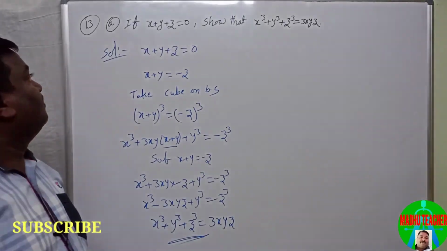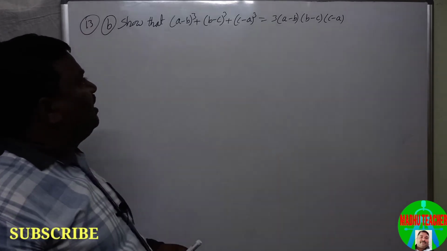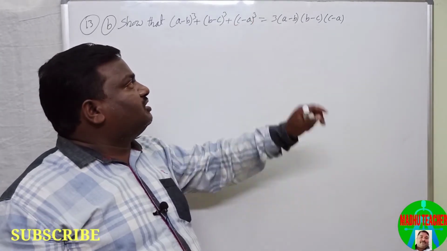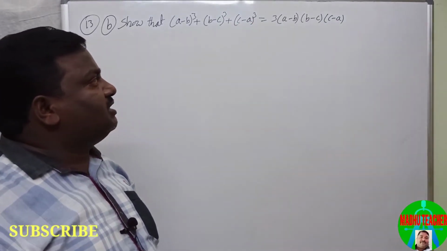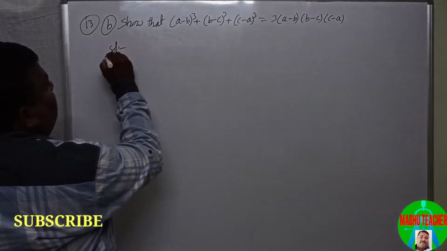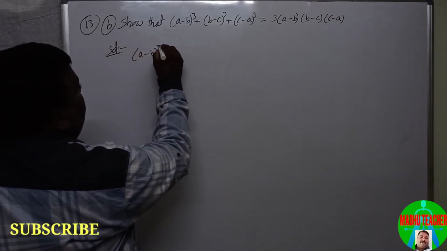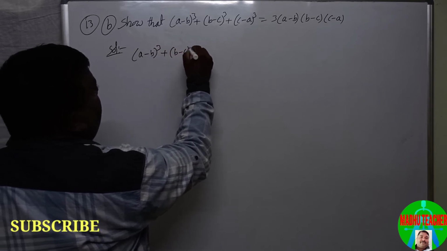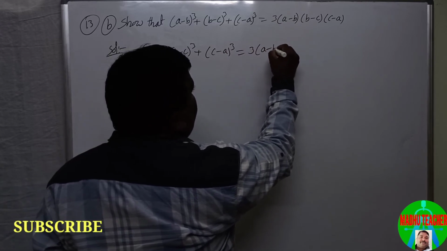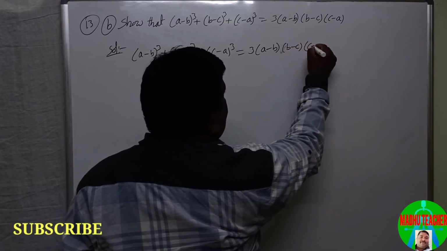Okay. So next, B. In 13th B, that is the second one: show that a minus b whole cube plus b minus c whole cube plus c minus a whole cube equal to 3 into a minus b into b minus c into c minus a. So what is given? Show that a minus b whole cube plus b minus c whole cube plus c minus a whole cube equal to 3 into a minus b into b minus c into c minus a.